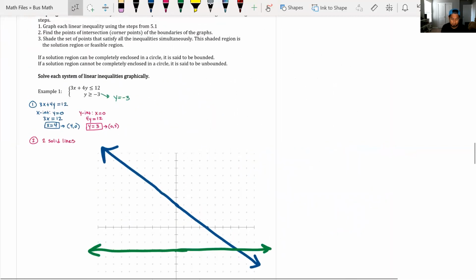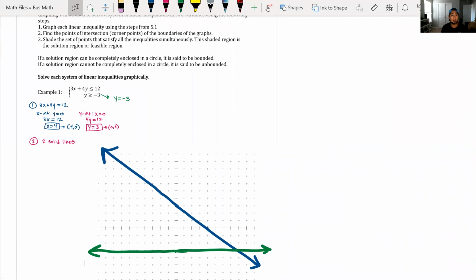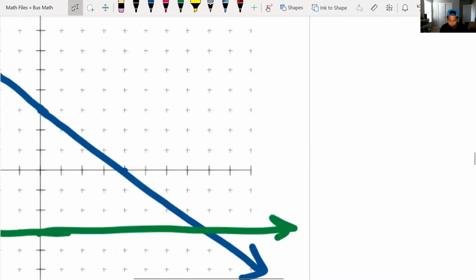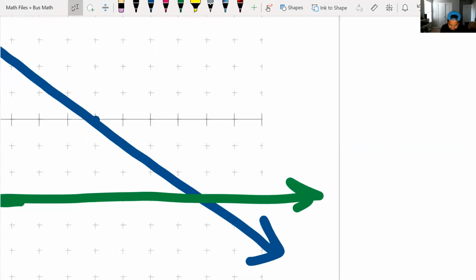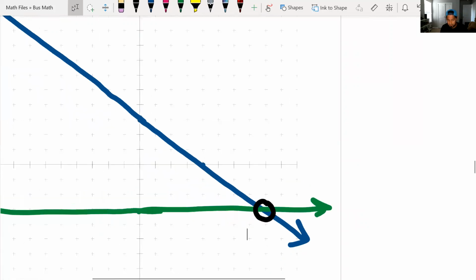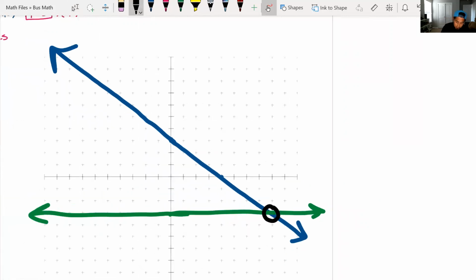All right. The next step in the process is, after graphing both lines, let's find out where these functions intersect. Where do these graphs intersect? And if my graph is nice and neat, it looks like they intersect right here in this bottom right corner. And that point is going to be, what do we have? 1, 2, 3, 4, 5, 6, 7, 8, and -3. So this is going to be 8, -3. So that is their intersection point. That is their corner point.